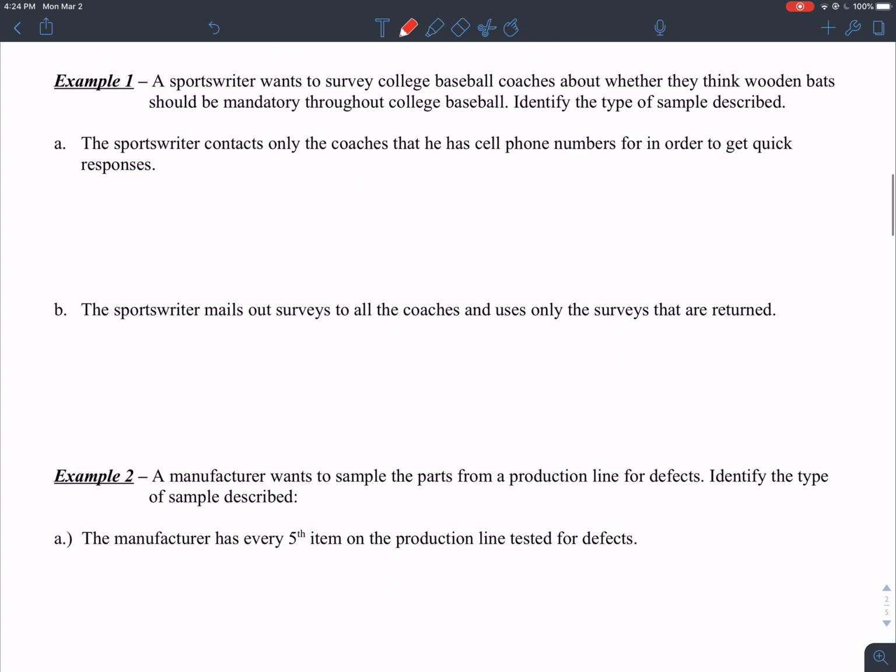Okay, so example 1: a sports writer wants to survey college baseball coaches. So college baseball coaches, this would be my population, about whether they think wooden bats should be mandatory throughout college baseball. Identify the type of sample described. So this is my population. What's the sample that was chosen? That's the question. All right. So the sports writer contacts only the coaches that he has cell numbers for in order to get quick responses. All right. So only the coaches he has cell numbers for. This would be my sample right there.